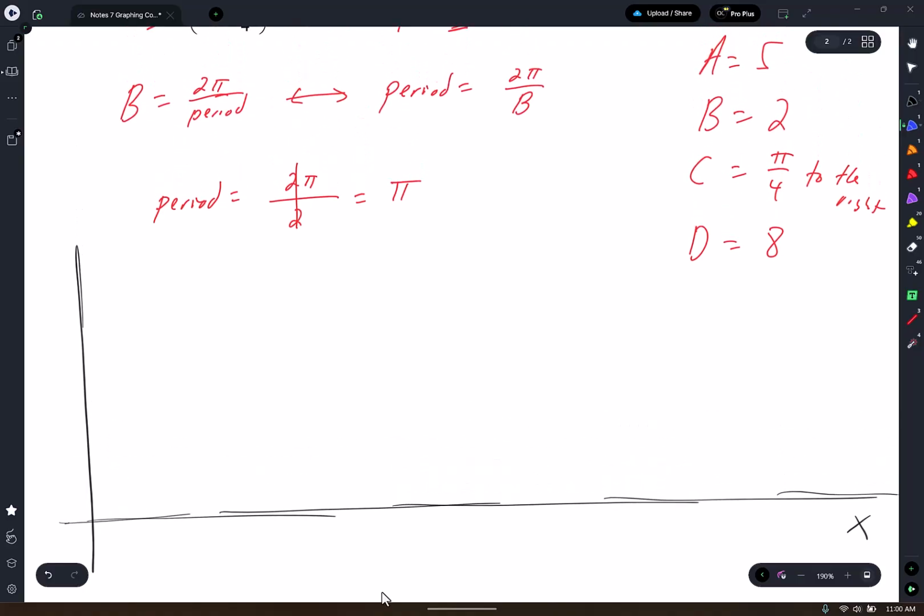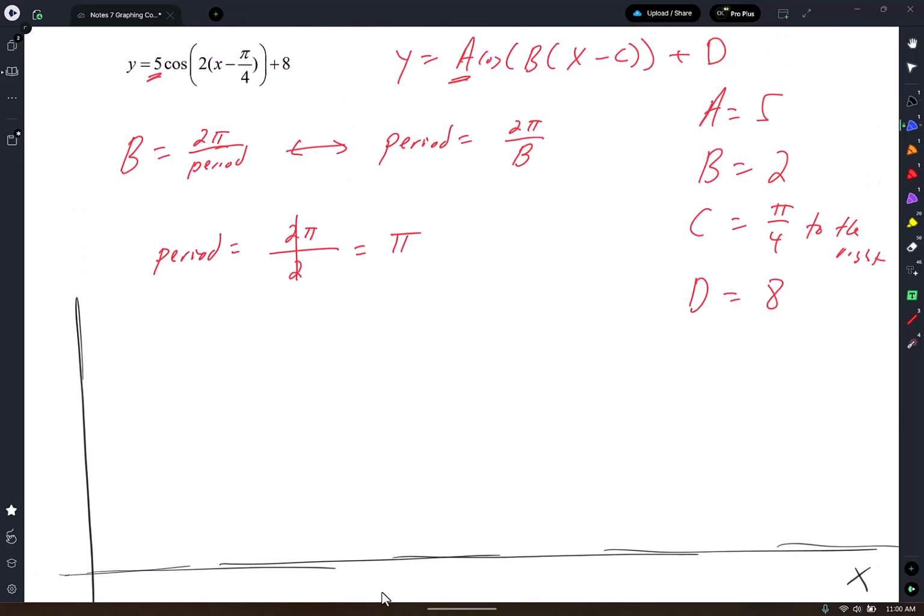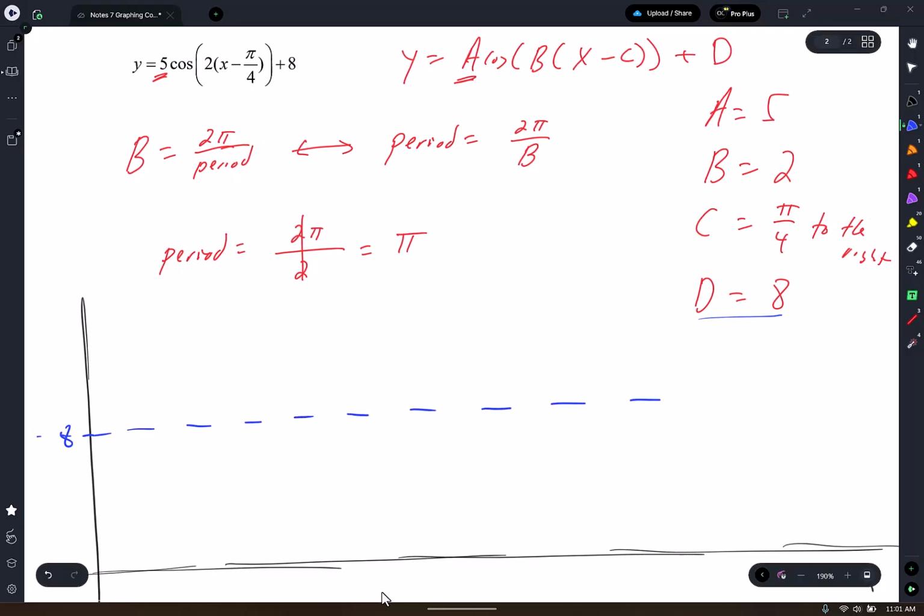What am I going to draw first? I'm going to draw the midline first. My midline is at 8. So I'm going to say 8 is right here. I'm going to put 8. You don't have to do the sound effects.